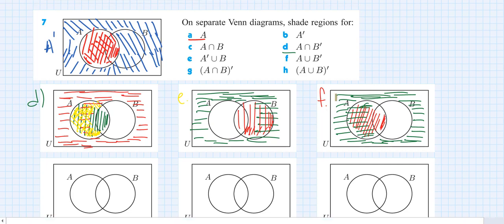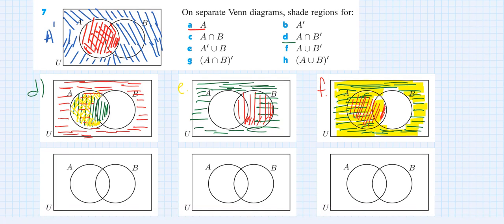Here, this part is your solution. So other parts are also done like this. So you can try it by yourself. A union B, also this part is accepted, except for the white part.